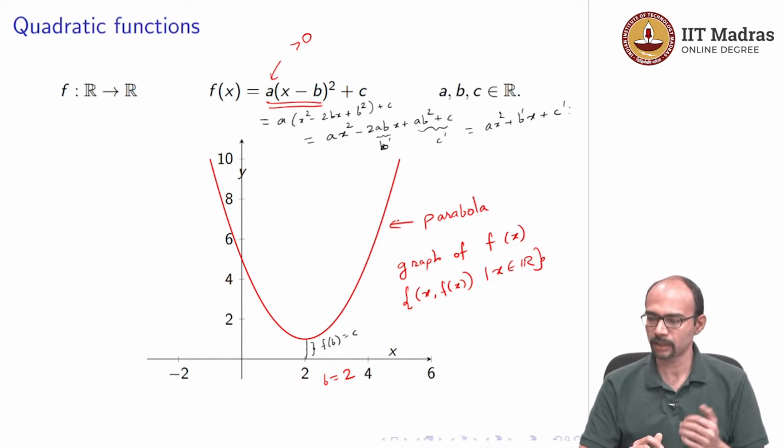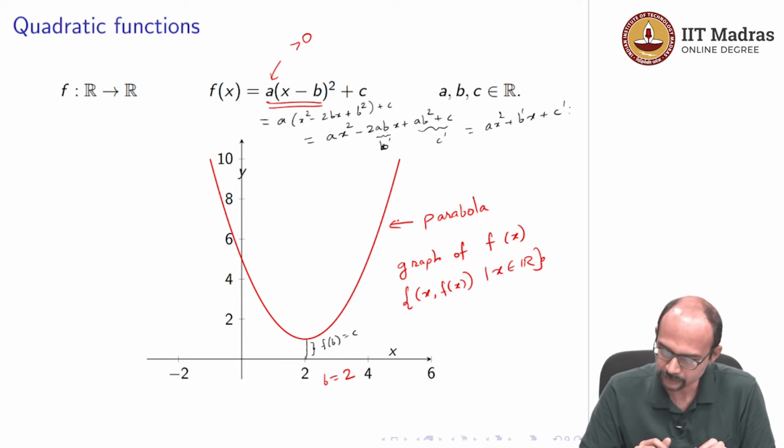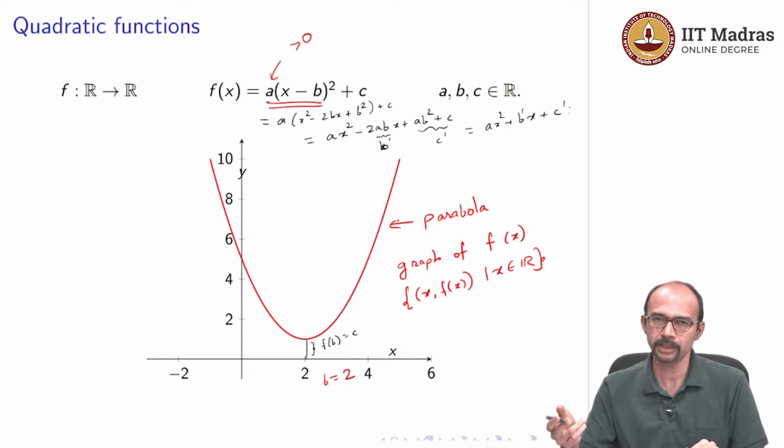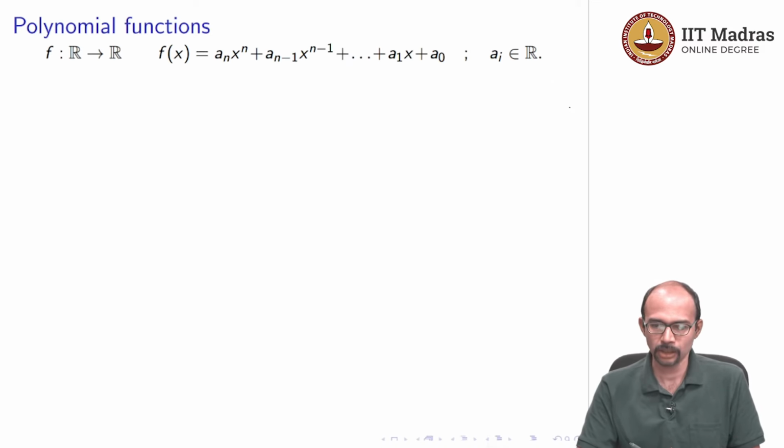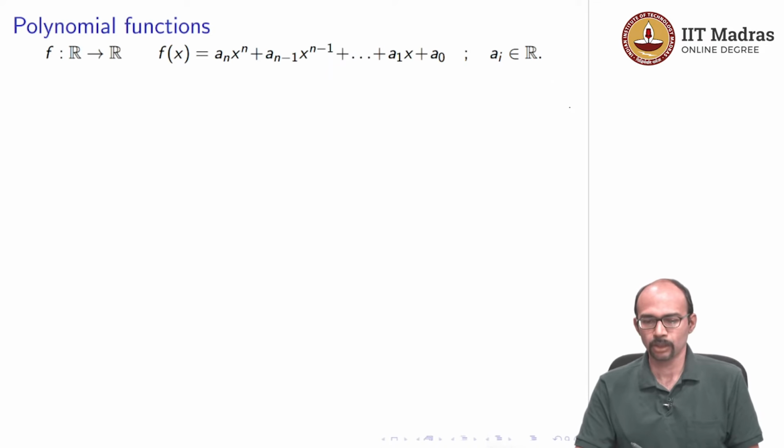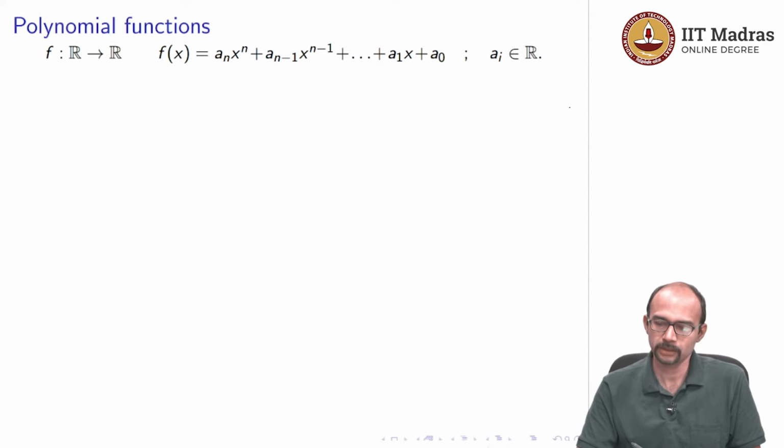And so, the other way of thinking of this is that this is a polynomial in x of degree 2. This is something that you may have seen earlier, and we are going to see very shortly. So, what are polynomial functions? A function f from R to R, you define f of x to be a_n times x to the power n plus a_(n-1) times x to the n minus 1, all the way up to a_0. So, this is a polynomial of degree n, and these a_i's are the coefficients of the polynomial, and they belong to the real numbers.